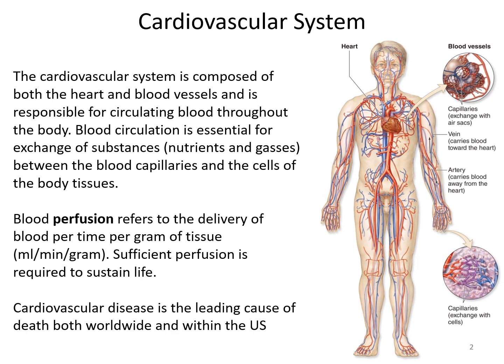We have to have sufficient perfusion in order to sustain life. If the cells of our bodies are not getting adequate perfusion, that means they're not getting adequate blood delivery, which in turn means they're not getting the oxygen and nutrients that those cells need to survive. And the consequence of that is those cells are going to die. Depending on which cells we're talking about, it can be life-threatening. Cardiovascular disease is the leading cause of death, both worldwide and in the U.S.